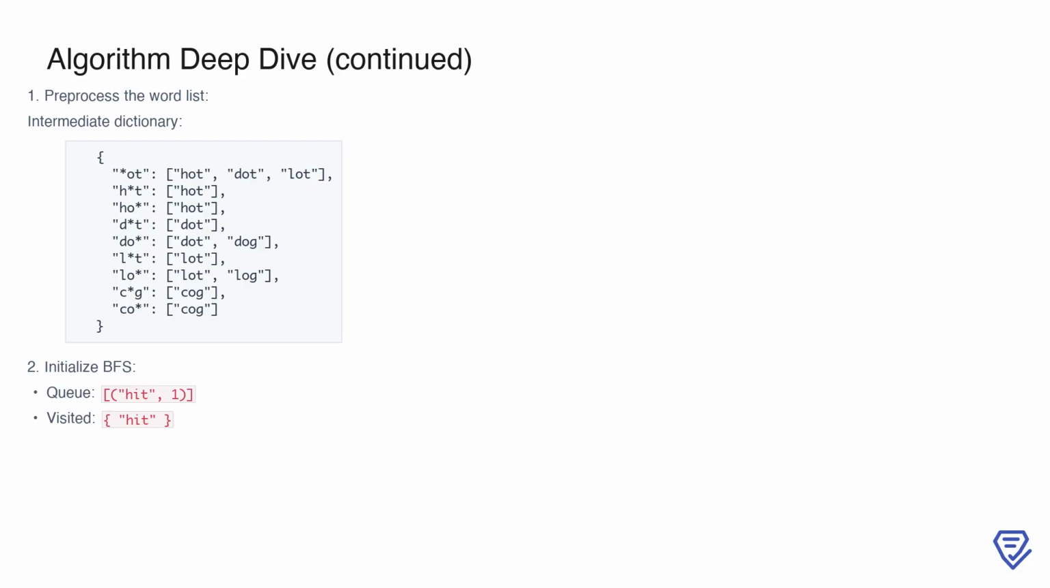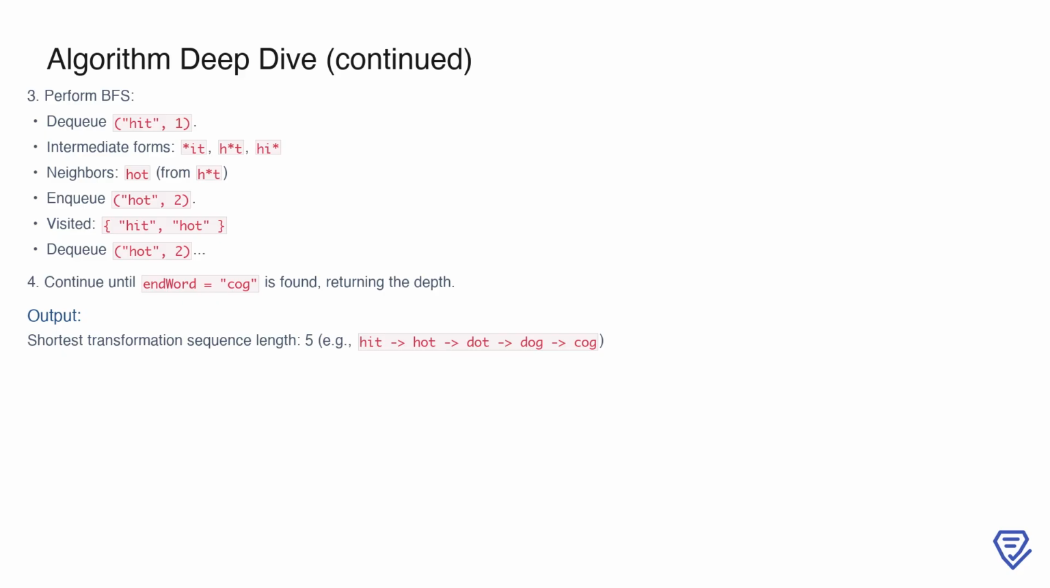Once the pre-processing is complete, we initialize the BFS. The queue starts with the tuple (hit, 1), indicating that we begin with the word hit at a depth of 1. The visited set is also initialized to include only the begin word, ensuring that we don't revisit it during the search. With these preparations, we are ready to begin the BFS process to find the shortest transformation sequence.